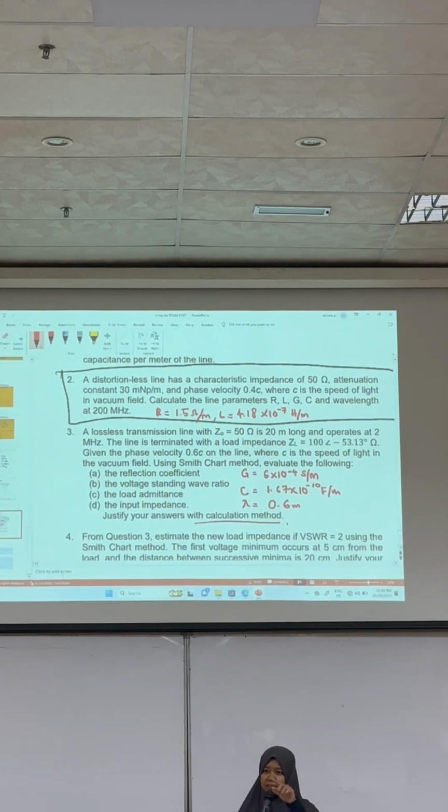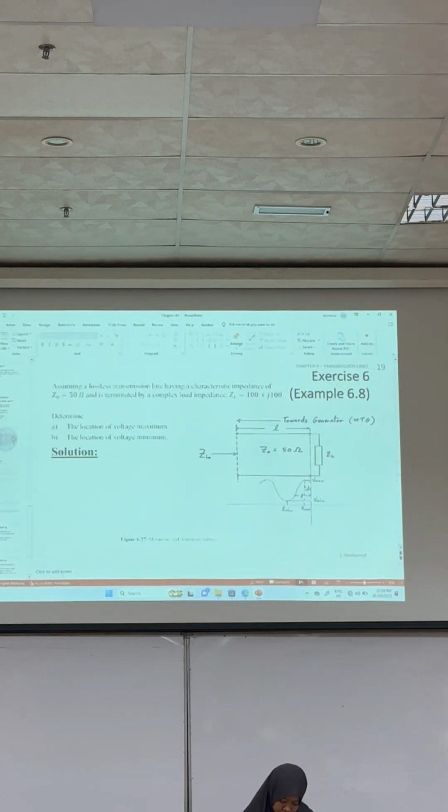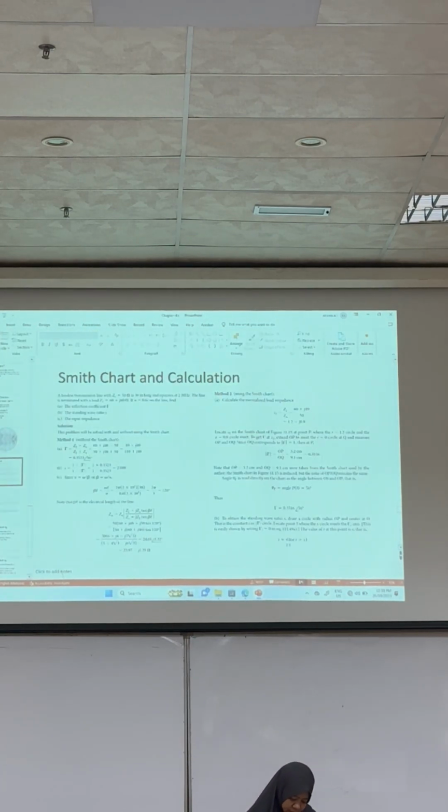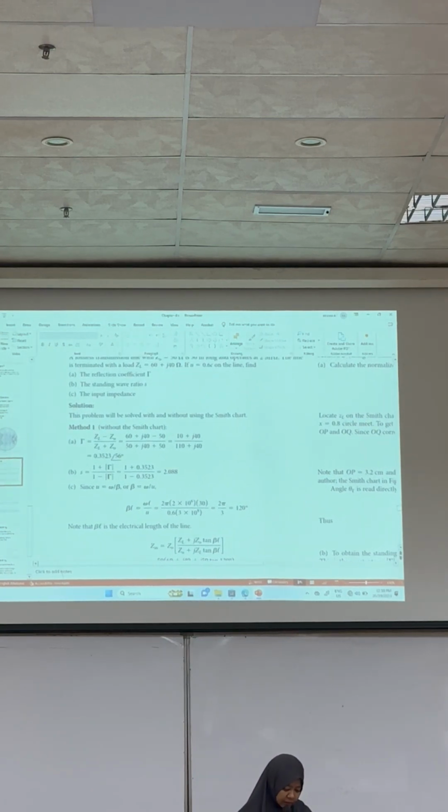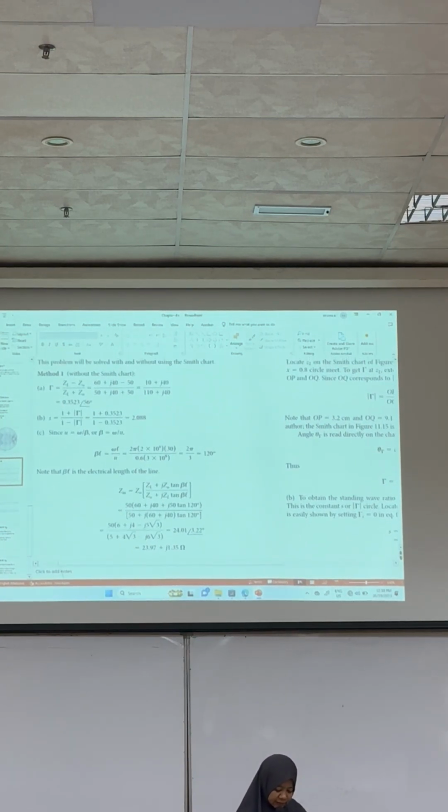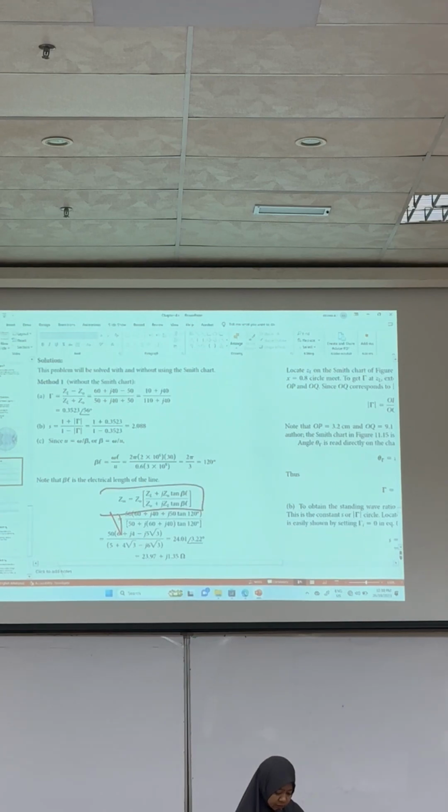Okay, VSWR equals to Vmax divided by Vmin. Okay, Z0 is equals to yang ni, Z0 beta Zin equals to this equation. Masuk dalam calculator. Dapat sama tak dengan Smith chart? Okay, now you more appreciate Smith chart rather than the calculation.